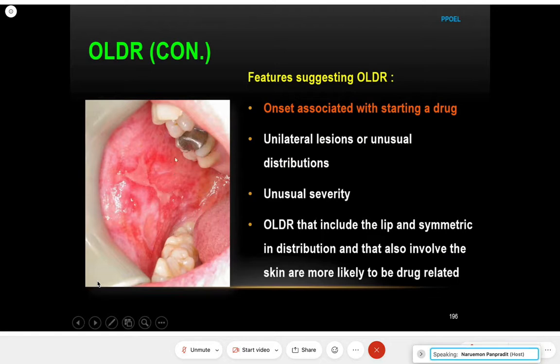So even though it looks very similar to lichen, there are some unique characteristics that are a little different. Lichen appears on both sides of the oral mucosa. Most of them are symmetrical. Left and right look very similar. But in a lichenoid reaction, even if it appears on both sides, one side looks more severe than the other, or in some cases it happens on only one side, unilateral. This is something to notice that is a little different from lichen.